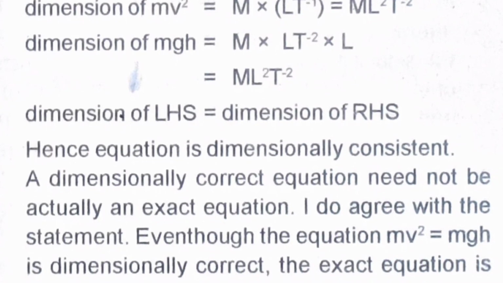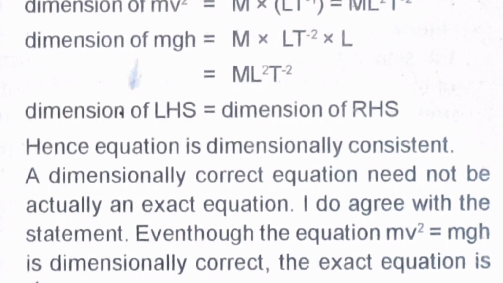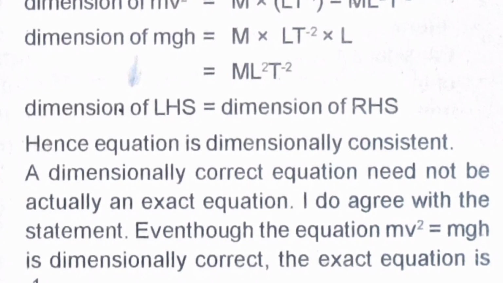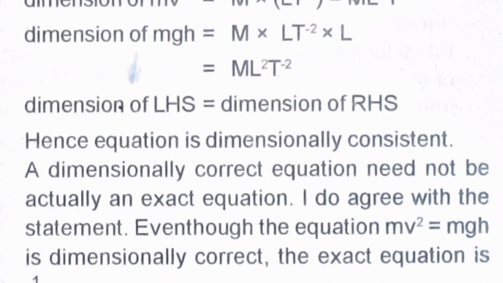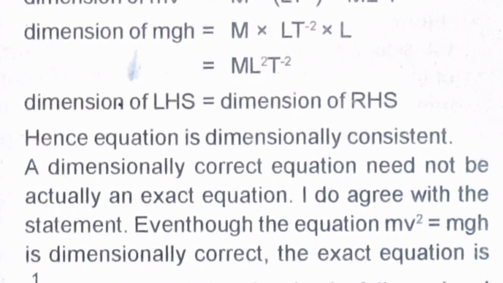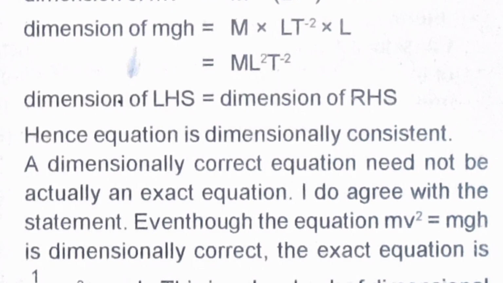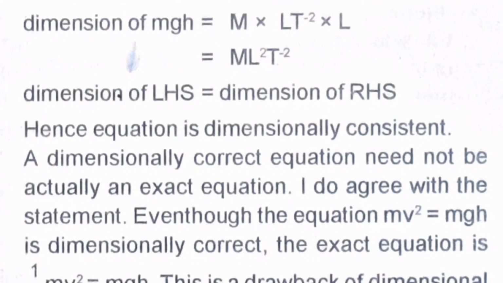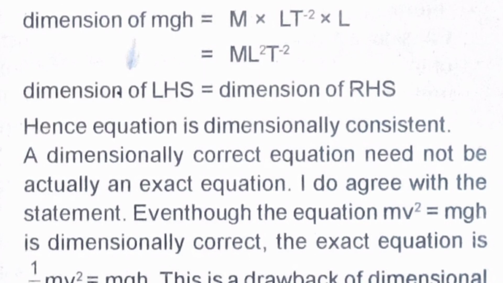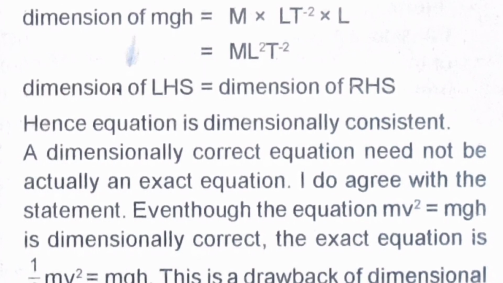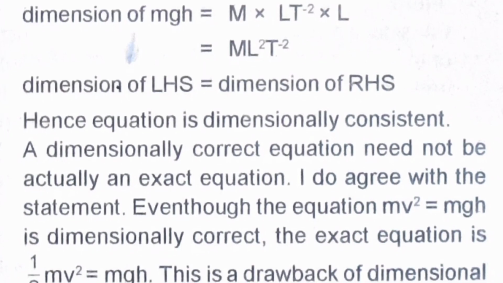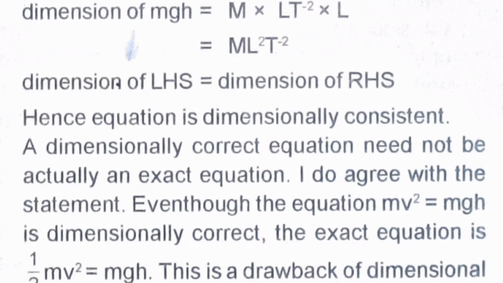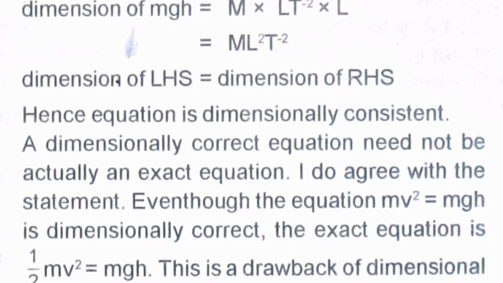What can we understand from this LHS and RHS? Here we have the same dimensions in LHS and RHS. That means the equation is dimensionally correct. Now we have proved that this is dimensionally correct, right? But is this the exact equation, mv square is equal to mgh?